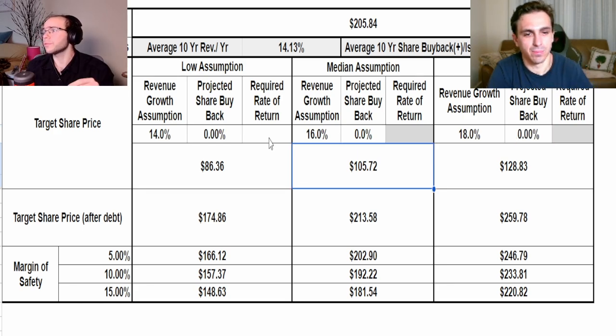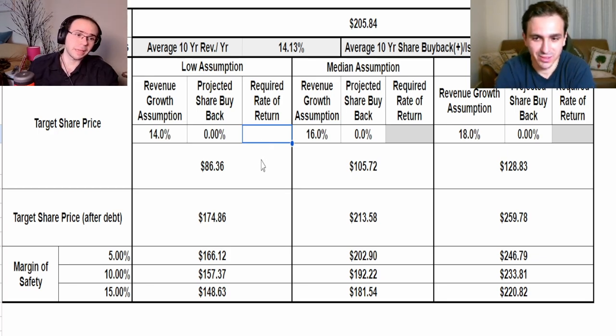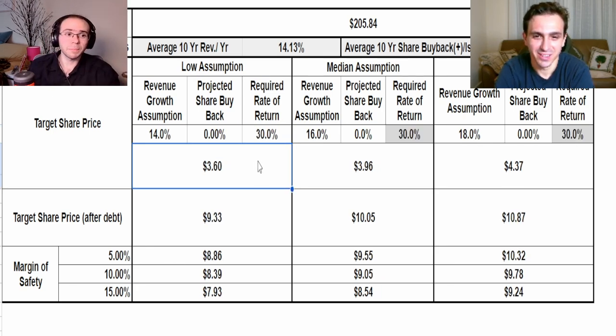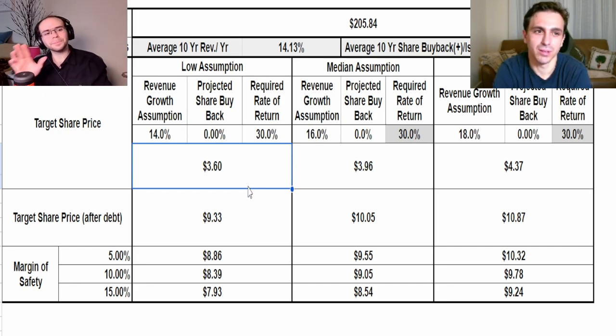And now for the required rate of return. 30. It's going to make it pennies. You're an AI company. It's going to make it pennies. You understand this, right? With a 30%, yeah, $10. Yeah, there you go. So even if you do the S&P, do 10%, right?